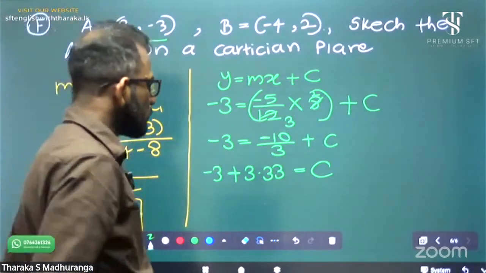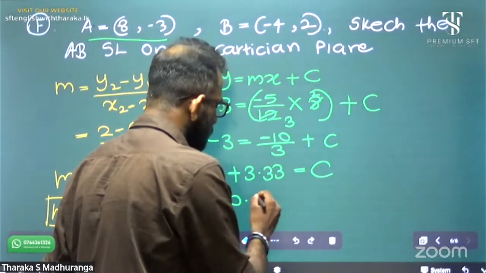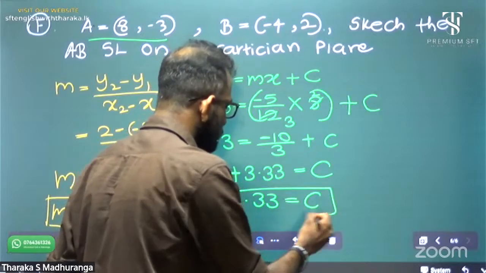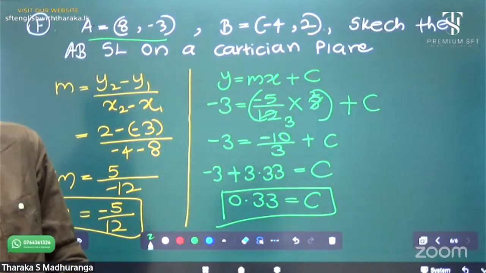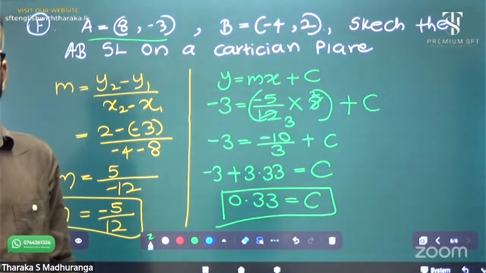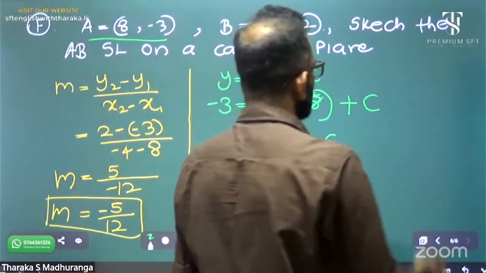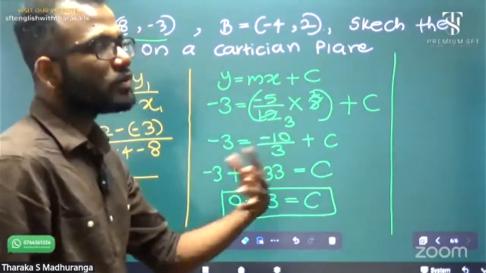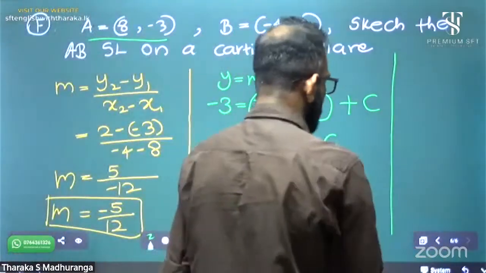Okay, what's the value? 0.33 is the answer. 0.33 is the intercept. 0.33, a very small value, is the intercept of the AB straight line. Okay, everything is calculated. Now you can draw your result in a Cartesian plane.